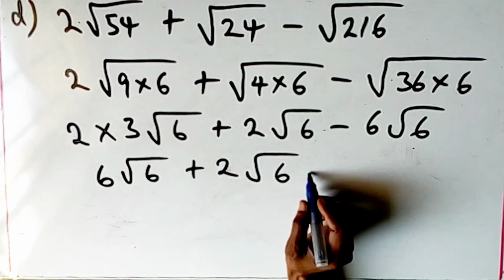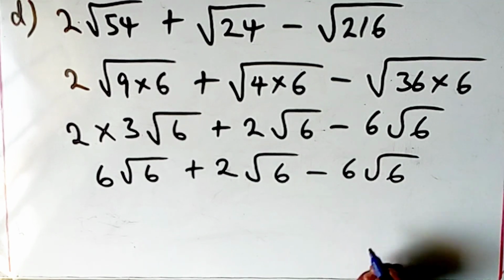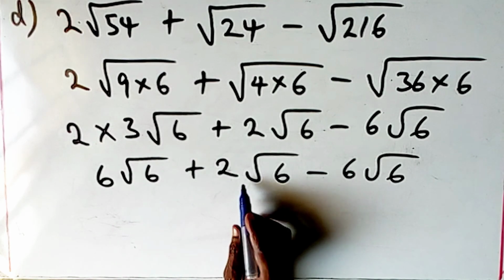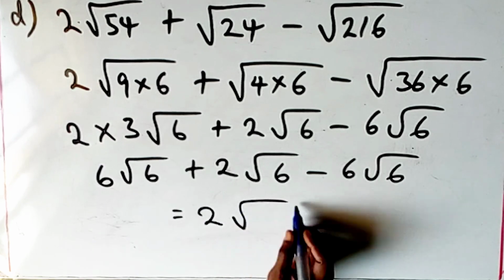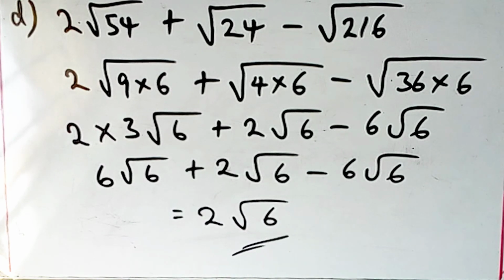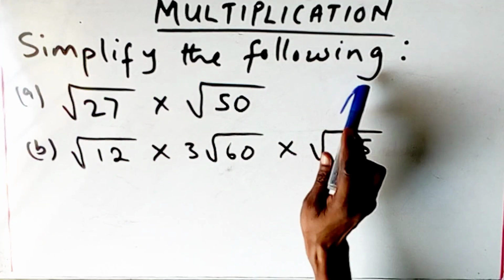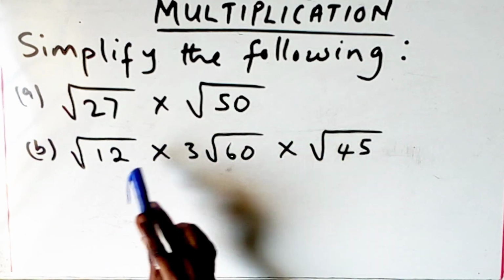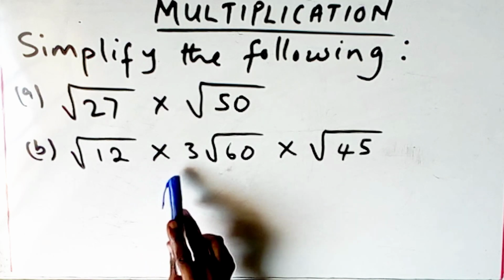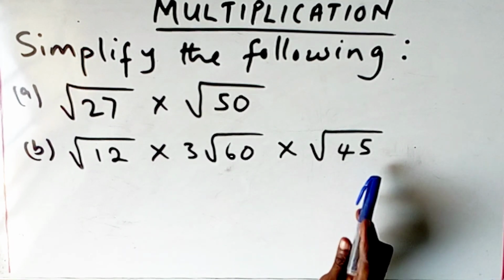Then we have 6 root 6 plus 2 root 6 minus 6 root 6. So then we do our addition and subtraction. So when we did that, we got 2 root 6. Multiplication, we are given root 27 times root 50. The next one, root 12 times root 60 times root 45.